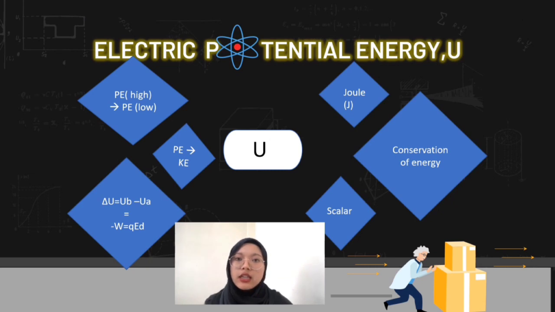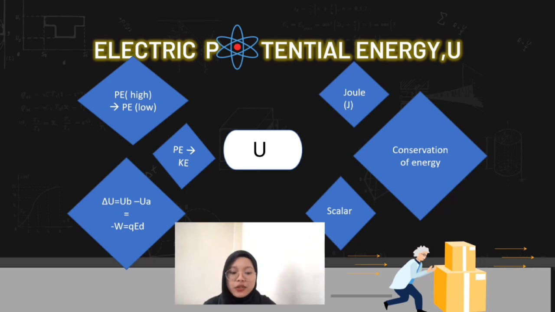Potential energy moves from high to low potential energy. The unit used for potential energy is the joule. Electric potential energy is about conservation of energy, and it is a scalar quantity. Potential energy can be converted to kinetic energy.